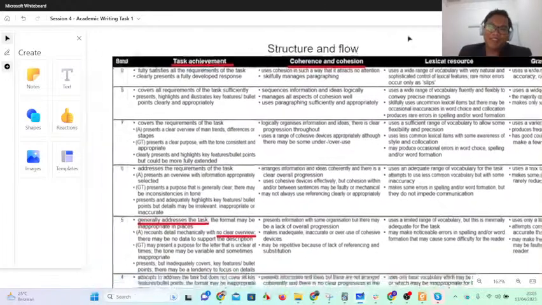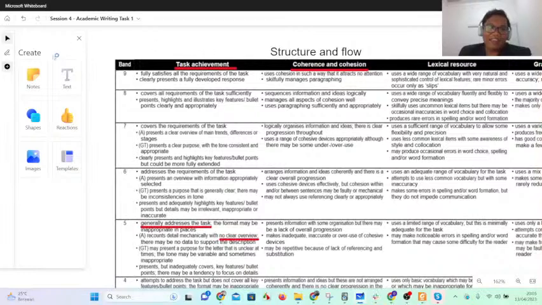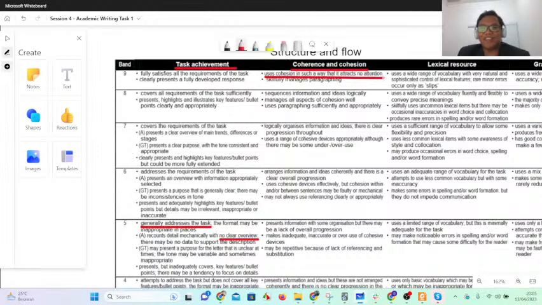If you take a look at band 9 here, it uses cohesion in such a way that it attracts no attention, skillfully manages paragraphing. So cohesion basically means when you read your answer, it just flows on your tongue. You don't feel those moments where you're forced to stop in places that don't fit.